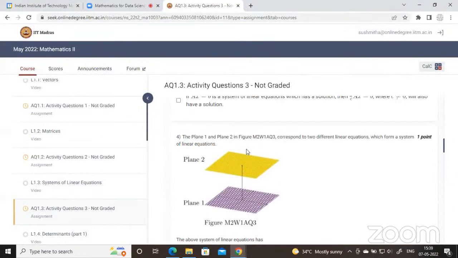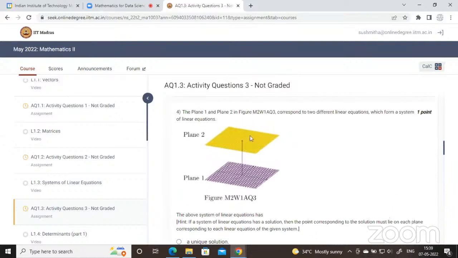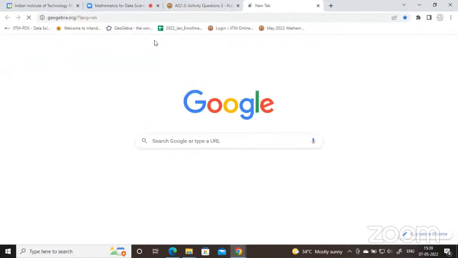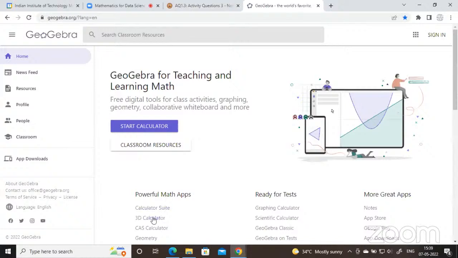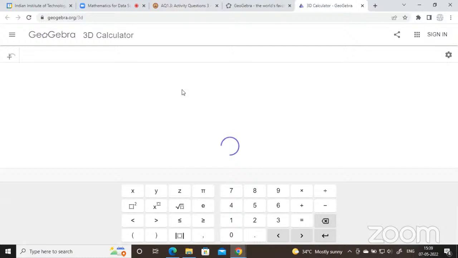Okay, before going to GeoGebra, these planes don't have a solution, right? This represents an equation with 3 variables. This represents another equation with 3 variables. They are parallel, so they don't have a solution, right? Yes, ma'am. Okay, we should choose planes which intersect. From that K problem we can do, right?